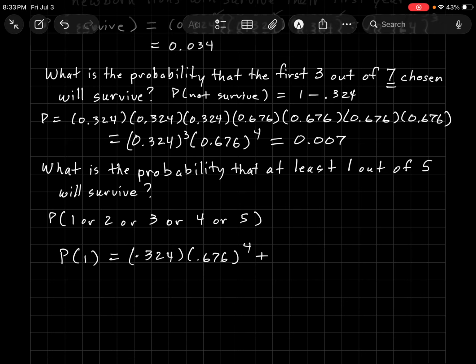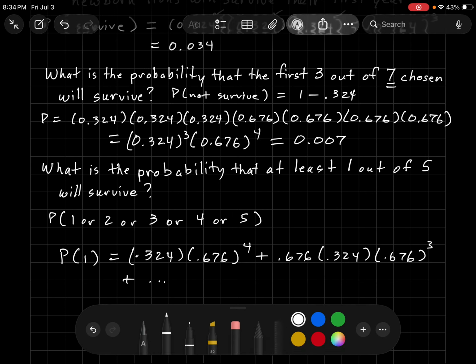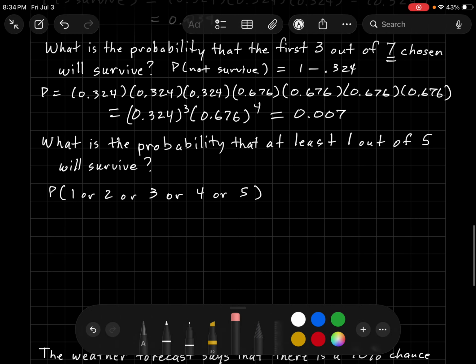Or it could be that the first one does not, the second one does, and then the next 3 don't, or etc., etc. Do you see how complicated this problem is just to find the probability of 1 surviving? Now we have to do for 2 and 3 and 4 or 5 and add these all together. Isn't there a much easier way to do this? Well, I certainly hope so. Let's see if there is.